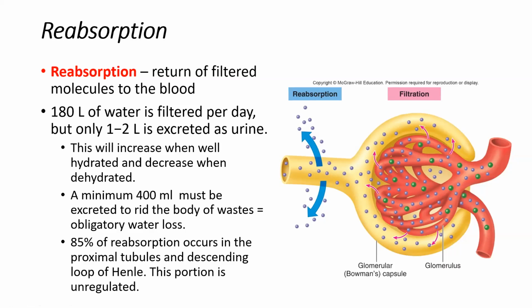85% of the reabsorption occurs in the proximal tubule and the descending loop of Henle, and these portions are unregulated. Again, unregulated here meaning that they don't change irrespective of hydration status, irrespective of body state, irrespective of whether you're hydrated or dehydrated. This doesn't change, right? In the proximal tubule and in the loop of Henle, this is unregulated reabsorption of water. We'll talk about the collecting duct and the distal tubule, which are regulated reabsorption.